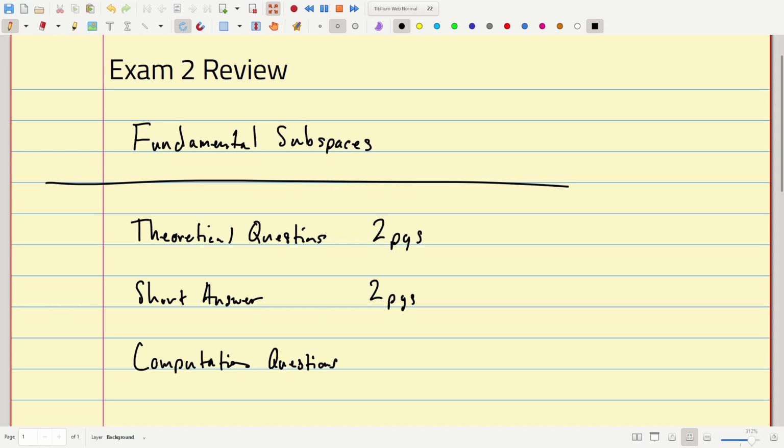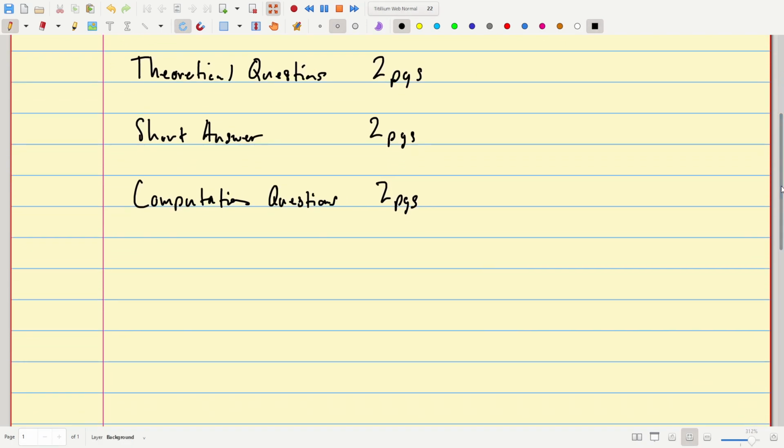The last couple of pages will be longer form computations, where I ask you to go through and do more stuff. Okay. For the longer form computational questions, inner products are a theme throughout the exam here. So if I haven't asked you enough questions about inner products by this point, then there will be more questions about inner products here.